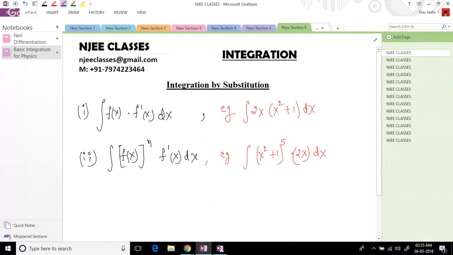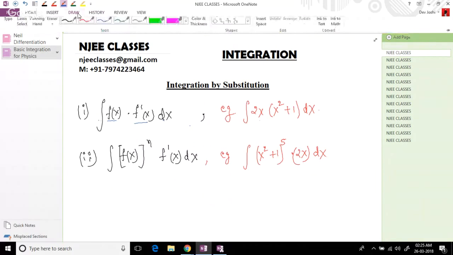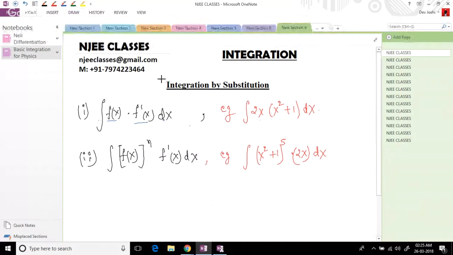In the very first case, f dash x means differentiation, right? So just see what is written over there in the first case. We are having integration of f(x) into f dash x dx. I'm showing you the examples of where to apply integration by substitution. This is what I'm going to show you.